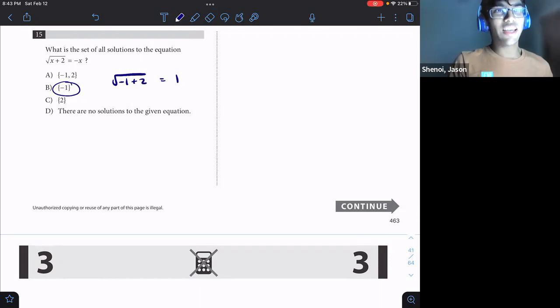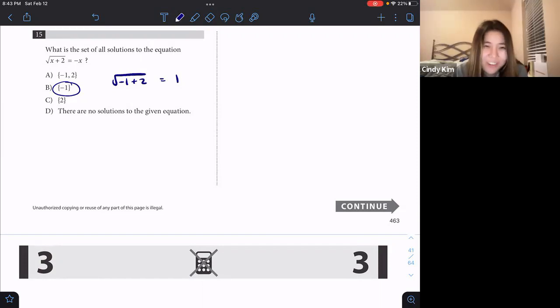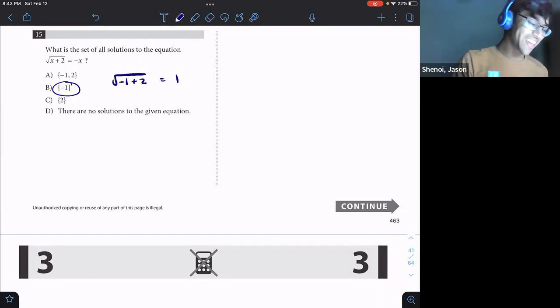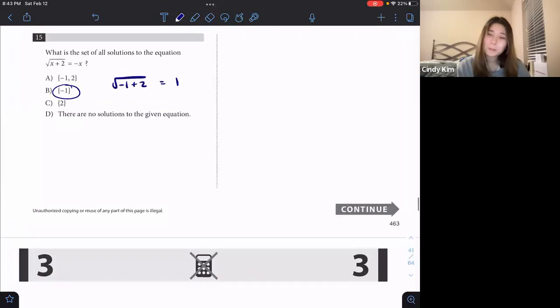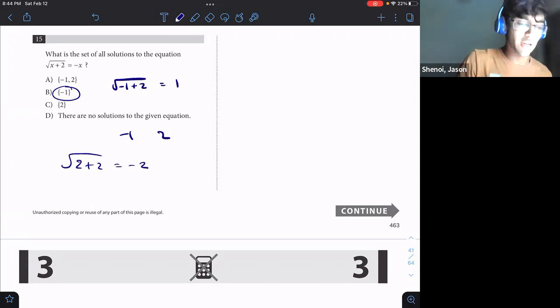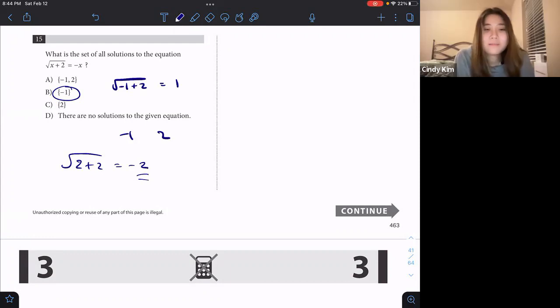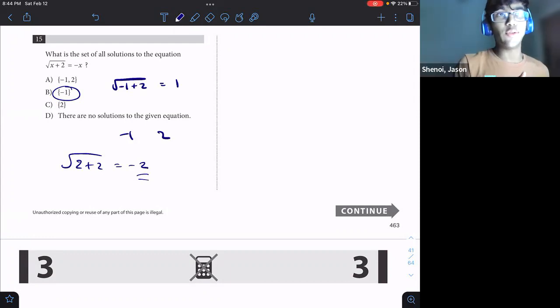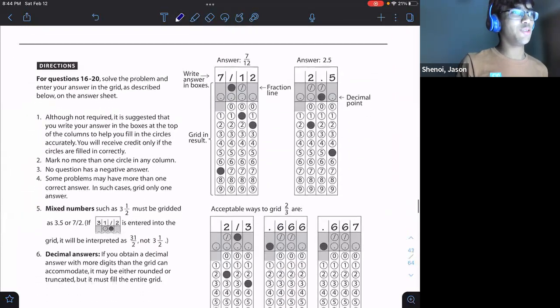So what I would do in this case is just plug the answers in. There's only two numbers, -1 and 2. You can easily just plug those in. So 2 + 2, the square root of that is equal to -2. That's obviously wrong because it can't be negative. But you can have one, and you only had to plug those two in. So if it's a problem like this, check your work. I know it's easy to put the answer first, I do that all the time. Just check your work so you don't miss the other ones.